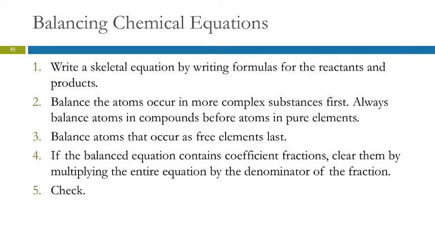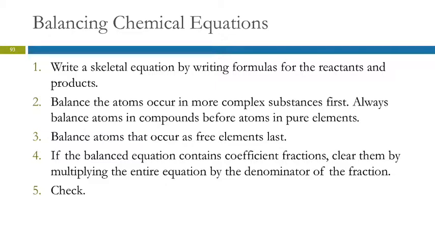List of instructions for those who like that. Balancing chemical equations. We need to be able to do this. The first thing is you got to start out with a skeleton equation. So you need the formulas for the reactants and the products and the arrow in there. That's the starting place.